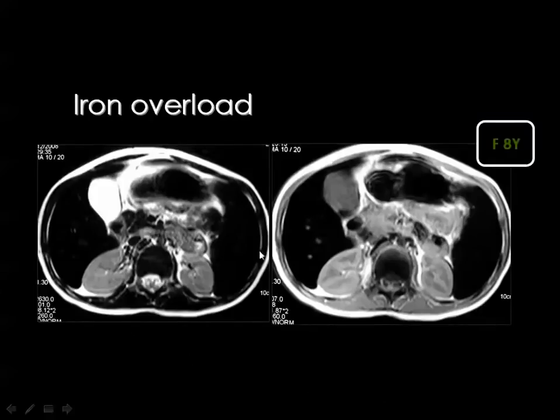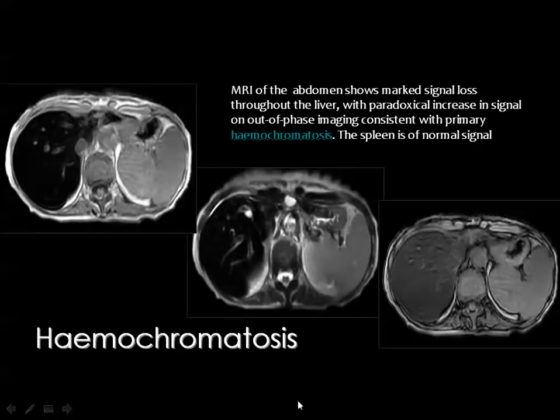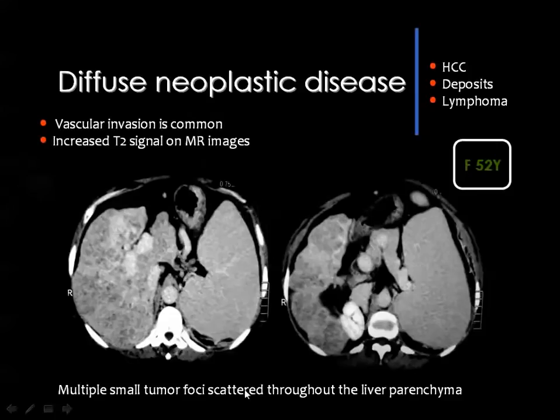And this is an example. The liver and the spleen are affected by iron overload, while the muscles are still of normal signal. And this is an example of iron overload in the liver, as you can see here.